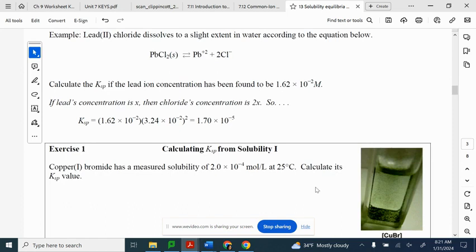Okay. So we've got lead chloride here. Lead chloride is going to dissolve to a slight extent according to this equation. They have given us the KSP value here. So they want to know if the lead's concentration is X, then chloride's concentration would be 2X. Okay. So if the KSP for the lead is this, then that means we are going to have X here, and this would be 2X.